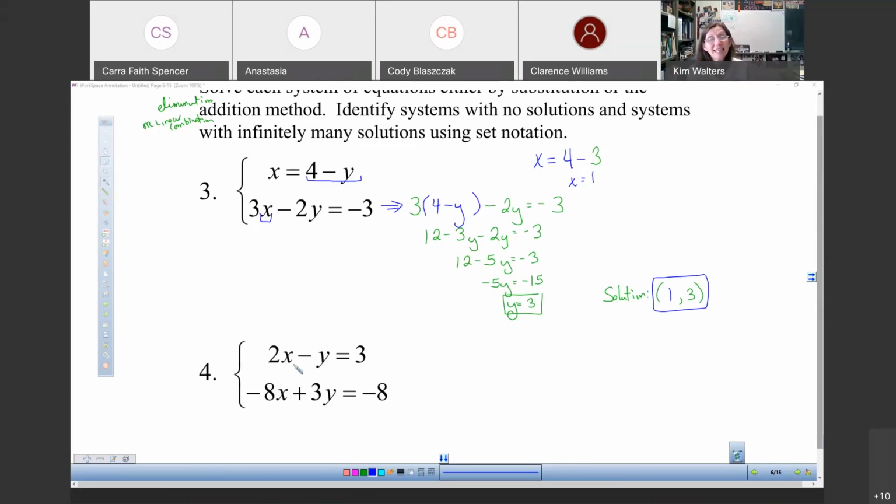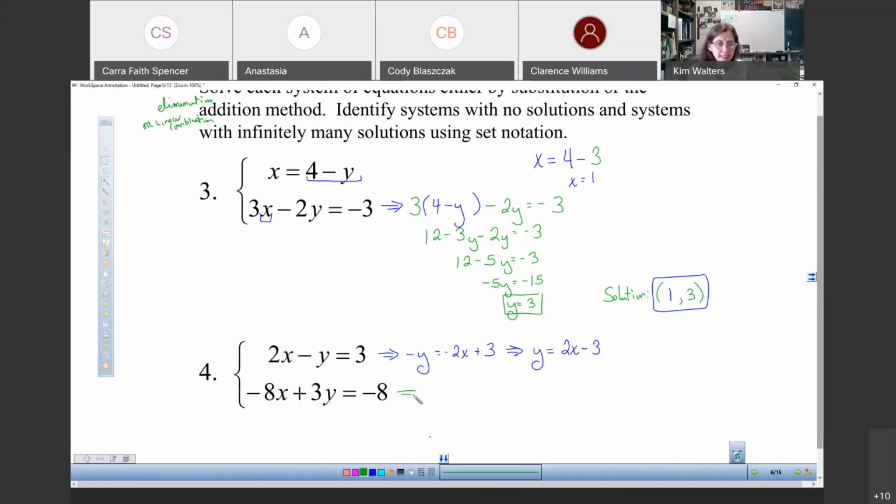So the problem is that it's a negative y, so you just have to be careful here. What I'm going to do is take this first equation and solve it for y. So I get negative y is equal to negative 2x plus 3. And then, like I said, it needs to be a positive y. So I'm going to take this a step further and say, well, positive y is equal to positive 2x minus 3. Okay? And this is what I'm going to use to substitute into my second equation.